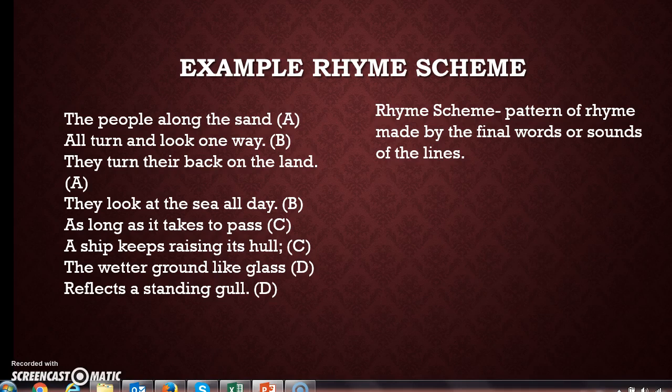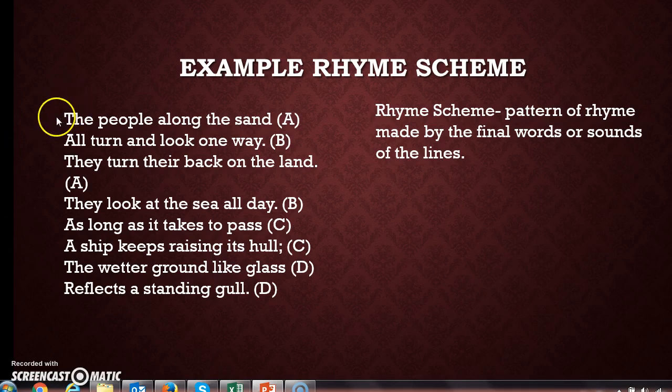Another one that we talk about frequently when we talk about poems, and it's probably the one that pops up in your head when you hear the word poetry, is rhyme scheme. Rhyme scheme is a pattern of rhyme made by the final words or sounds of the lines. And we always use the alphabet to label rhyme scheme.